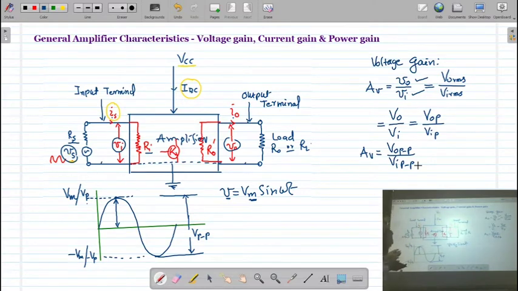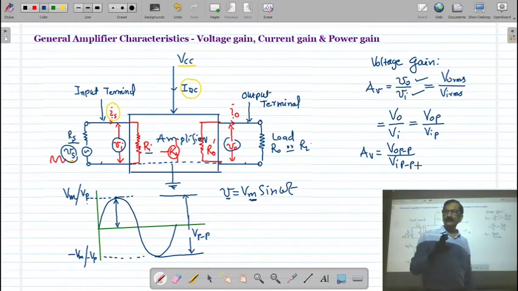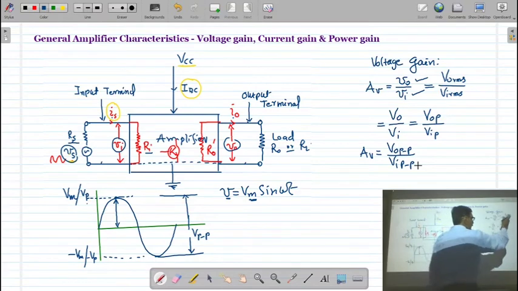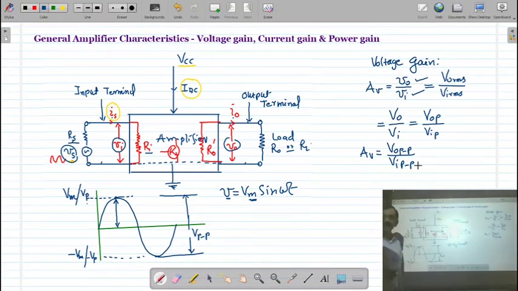So in electronics, remember, when you are using an oscilloscope, you are going to measure the peak value or the peak to peak value. But when you are using a voltmeter, the voltmeter is measuring the RMS value. So either you take the ratio of the RMS values or you take the ratio of the peak to peak values.